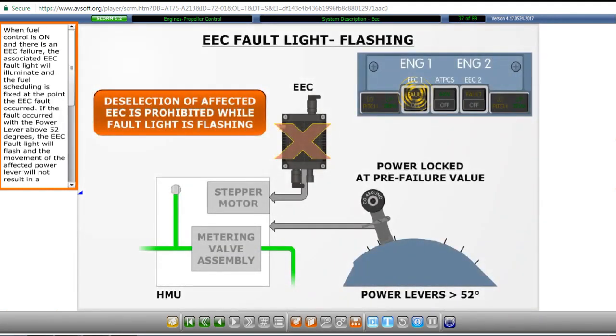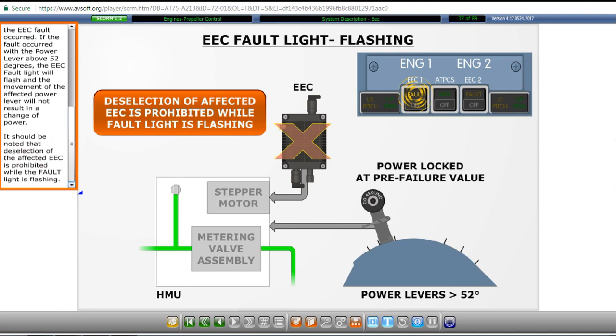When fuel control is on and there is an EEC failure, the associated EEC fault light will illuminate, and the fuel scheduling is fixed at the point the EEC fault occurred. If the fault occurred with the power lever above 52 degrees, the EEC fault light will flash, and the movement of the affected power lever will not result in a change of power. It should be noted that deselection of the affected EEC is prohibited while the fault light is flashing.